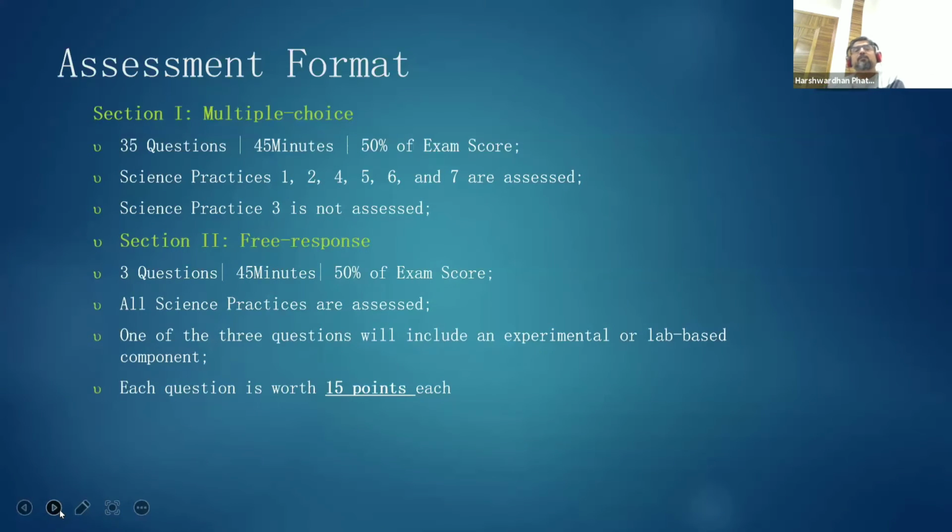Section 2, the free response question. Okay, all the practices are assessed, 3 questions, 45 minutes, 50% of your exam scores. One of the 3 questions will include an experimental or a lab-based component question. Each question is worth 15 points. So all in all, 3 questions, 45 points for the FRQ section.